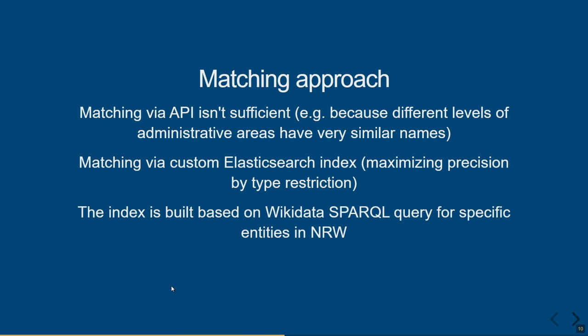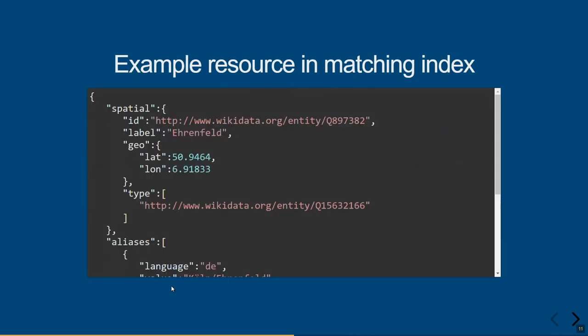And we built this index based on a SPARQL query for entities in NRW with a specific type, and the query evolved over time a lot, and if you're interested, you can see the history on GitHub. So that's what we put in the matching index.